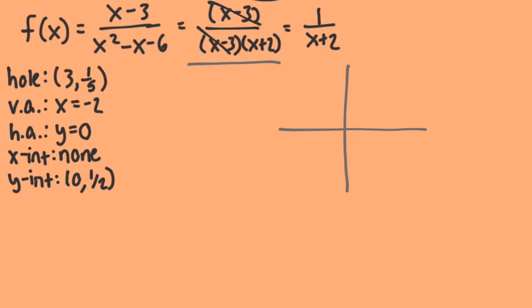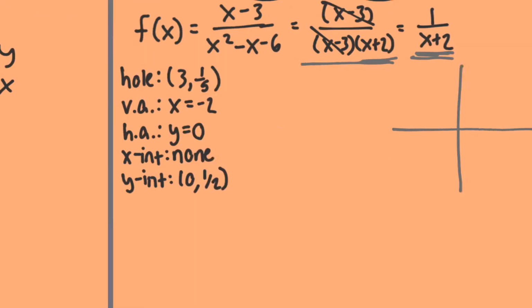The x minus 3 canceled, so 3 is a hole. To find the y value of the hole, we plugged 3 into the reduced equation and got 1/5. And then x plus 2 was what was left, so x equals -2 gives us a vertical asymptote.